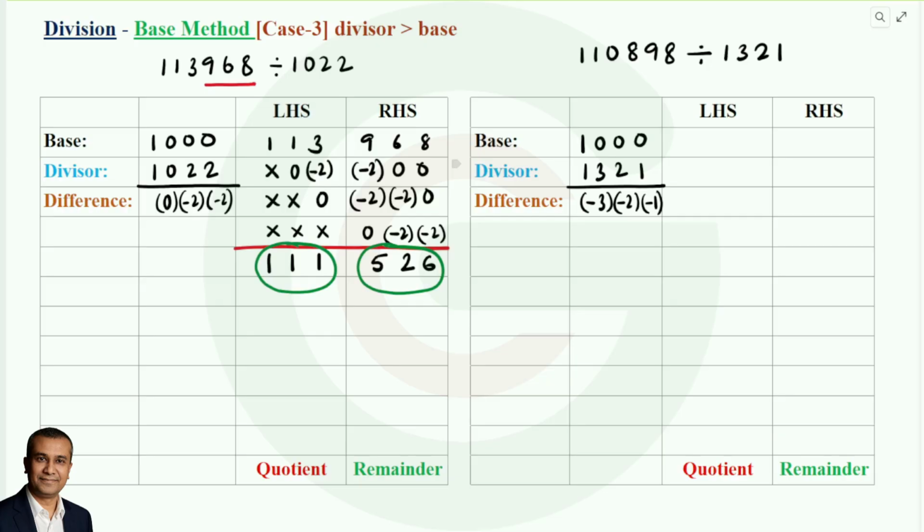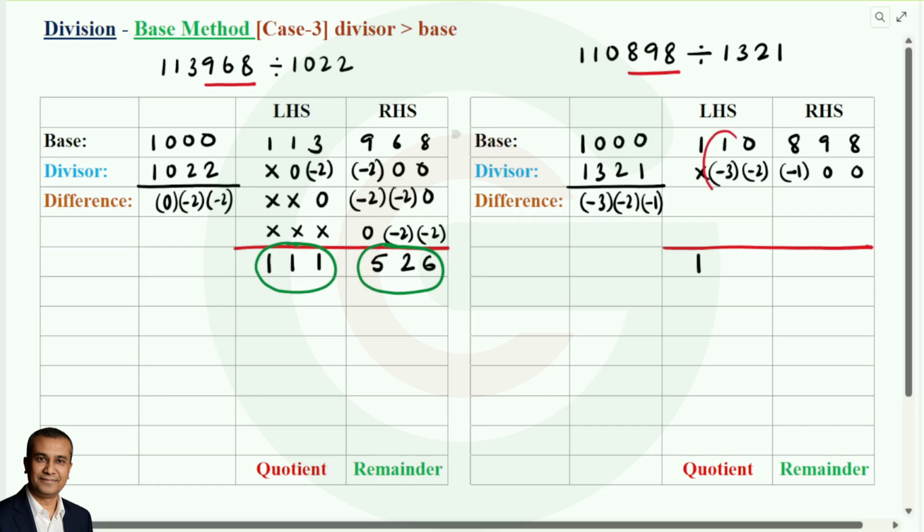Now coming to the dividend, the base has 3 zeros, so therefore these 3 digits 8, 9, 8 should be written on the right hand side. So here I will write 8, 9, 8, and the remaining numbers 1, 1, 0 on the left hand side. Now again on the left hand side we have 3 digits, so I will leave 3 lines and draw a line. Now taking the first digit down, 1, put a cross mark. Now multiplying this 1 with all the 3 digits. So 1 into minus 3 is minus 3, 1 into minus 2 is minus 2, 1 into minus 1 is minus 1, 0, 0. Now we need to add these two numbers.